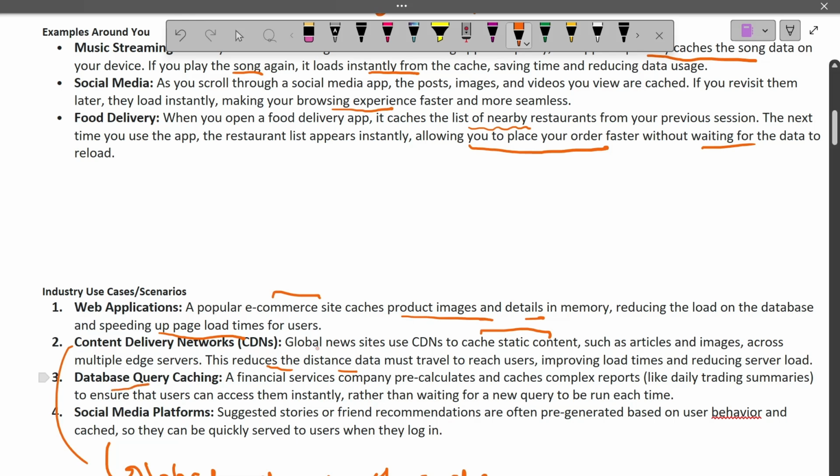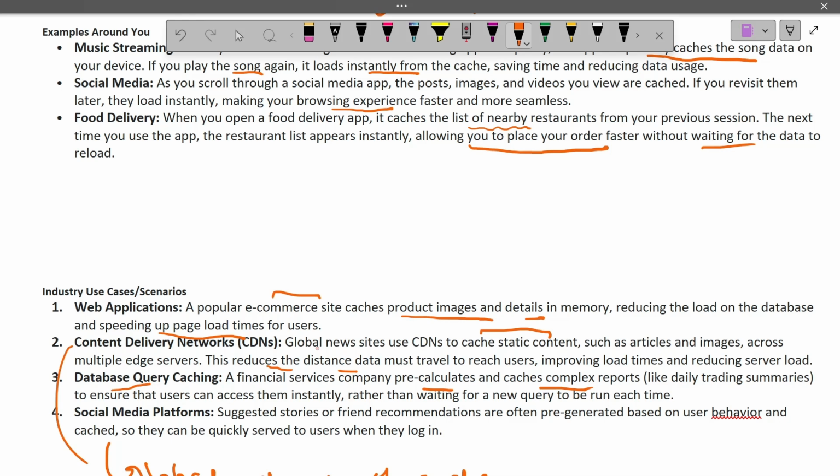Third is database query caching. So not just keeping the information. Your financial services company pre-calculates and caches the complex reports. For example, your stock market news, your Zerodha, Groww app, your mutual funds, all of them would want to, let's say, pre-calculate the summary, like what happened yesterday with Nifty and Sensex.